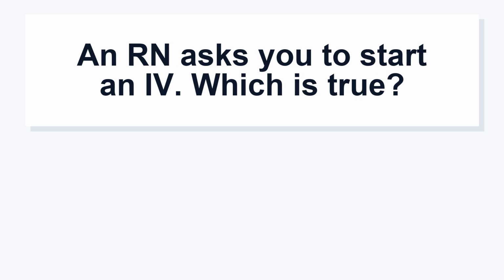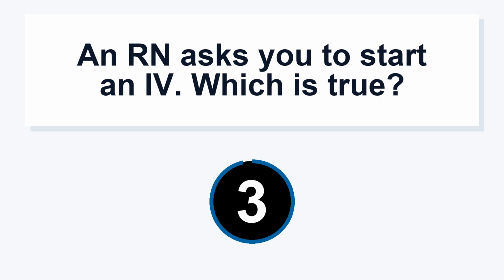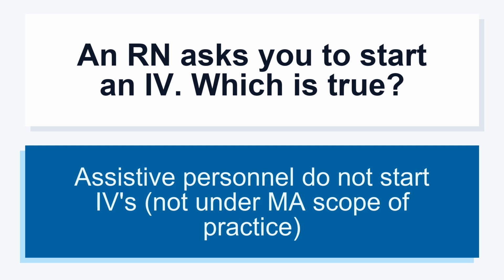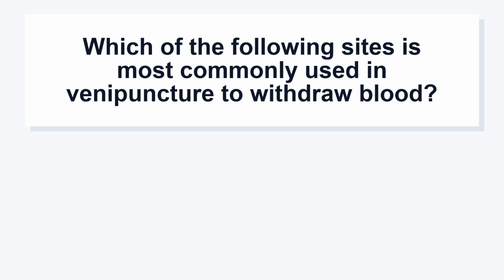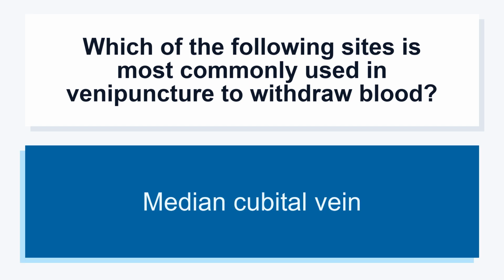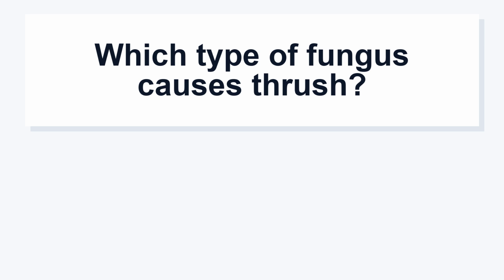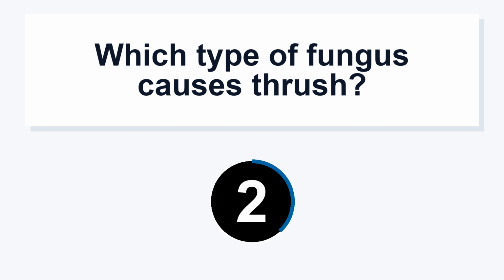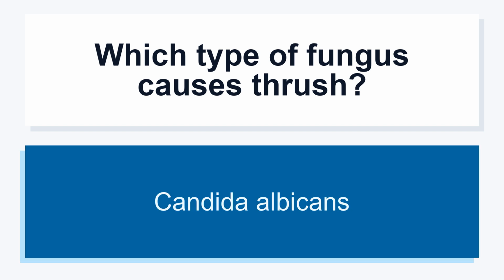An RN asks you to start an IV, which is true? Assistive personnel do not start IVs, not under MA scope of practice. Which of the following sites is most commonly used in venipuncture to withdraw blood? Median cubital vein. Which type of fungus causes thrush? Candida albicans.